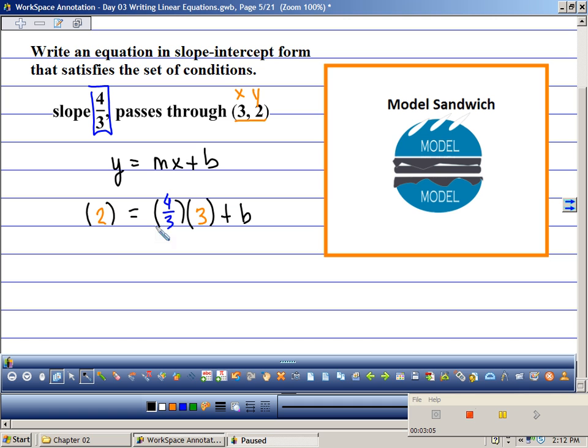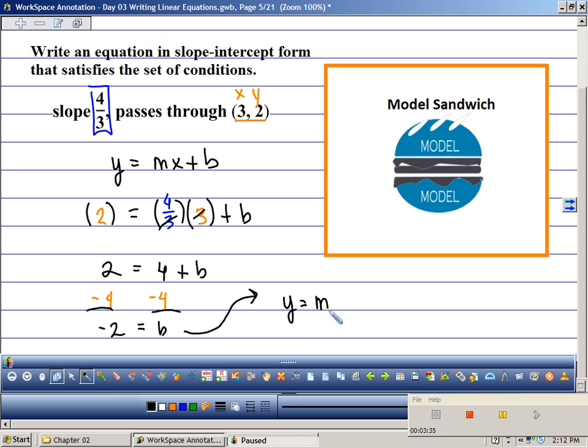My next step is I'm going to simplify this. 2 equals, oh, the 3's cancel each other, that's nice, 4 plus b. Subtract both sides by 4. b equals negative 2. But now, my final step is I need to substitute that back in and write my equation.